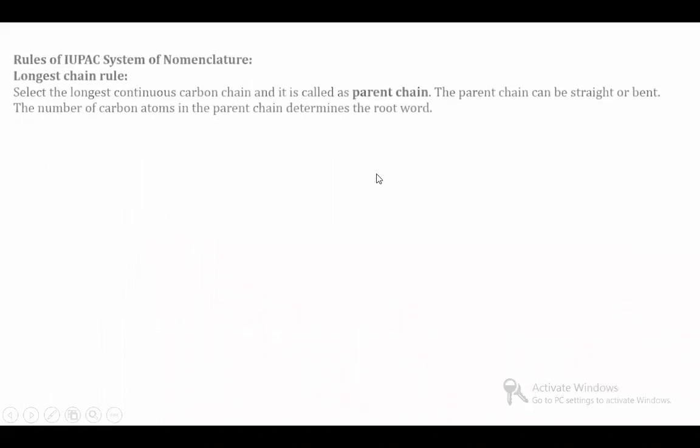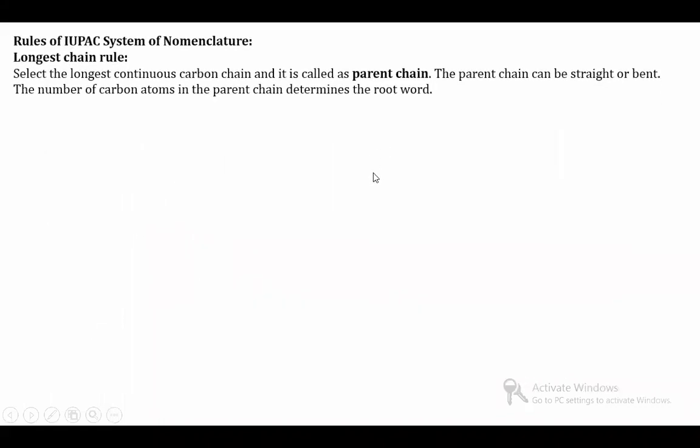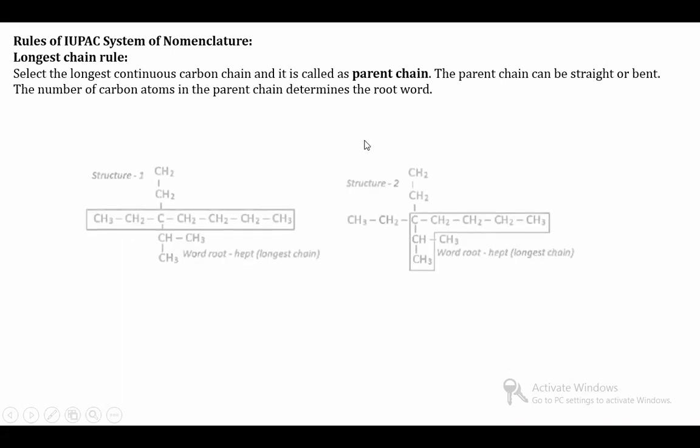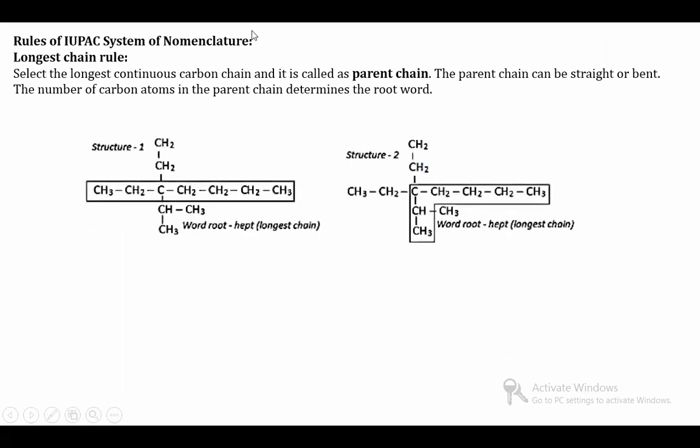First, the rules for the IUPAC nomenclature. First one, the longest chain rule. In the longest chain rule, in the given compound, you need to identify the longest chain of carbons. That long chain we call the parent chain. You can observe here: out of this, 1, 2, 3, 4, 5, 6, 7. So 7 carbons in a straight long chain.